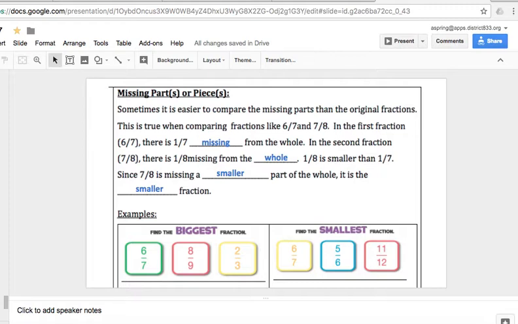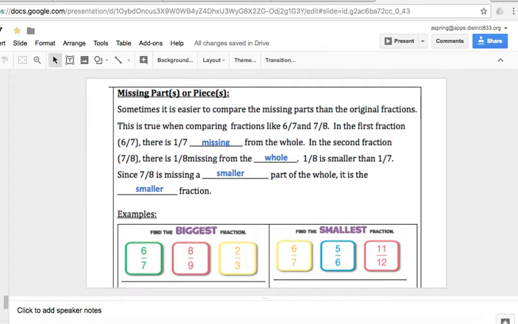Strategy number 3, missing parts or pieces. Sometimes it is easier to compare the missing parts than the original fractions. This is true when comparing fractions like 6/7 and 7/8. In the first fraction, 6/7, there is 1/7 missing, so you can kind of visualize that slice that's gone. In the second fraction, there's 1/8 missing from the whole. 1/8 is smaller than 1/7 because it's divided into more pieces.